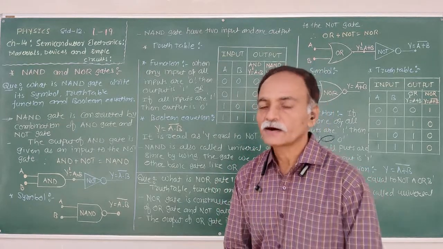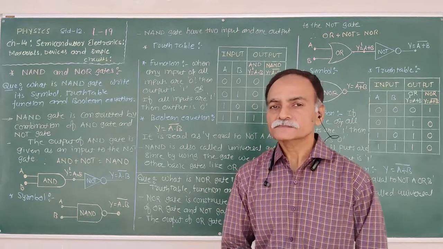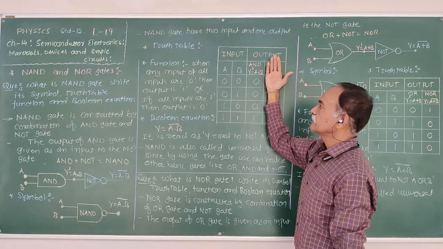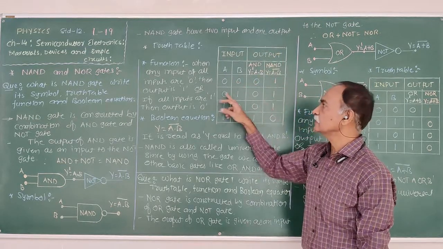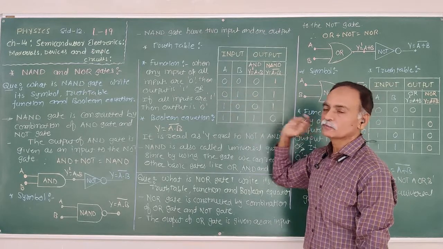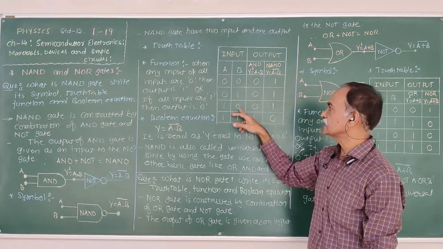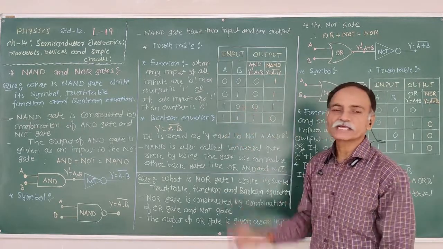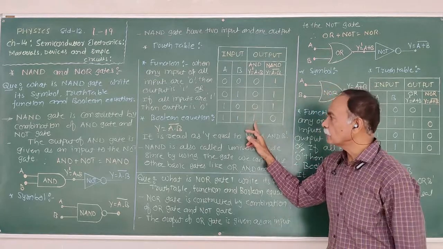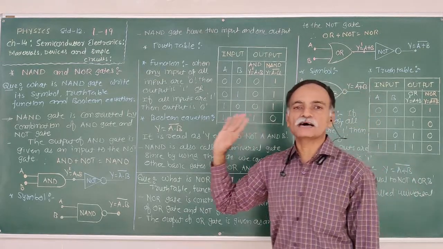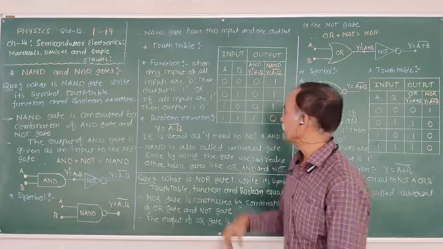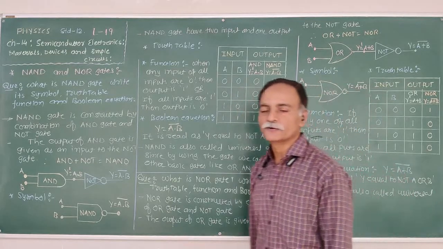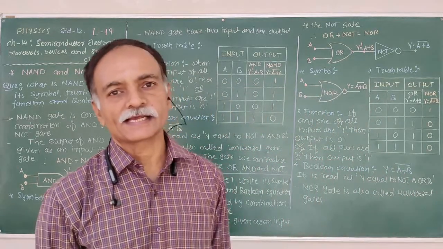It is not the sign of multiplication. Clear? Okay, again we revise it. What is the truth table? Here is the truth table of the AND gate. If both inputs are 0, output is 0. If A is 0, B is 1, output is 0. If A is 1, B is 0, output is 0. And if both inputs are 1, output is 1. Therefore, the output is 1 if and only if all inputs are 1 for the AND gate. Or in other words, output is 0 if all inputs or any one input is 0. That is the characteristic of the AND gate.